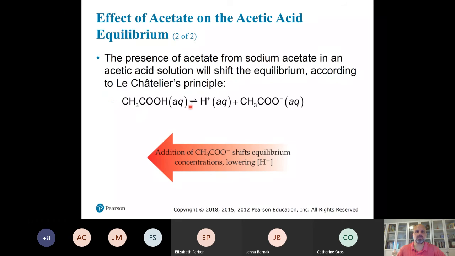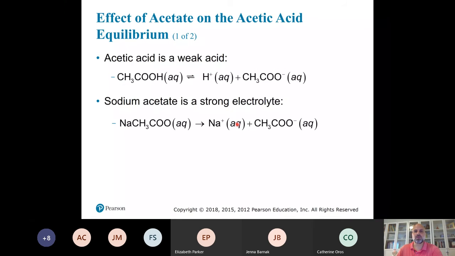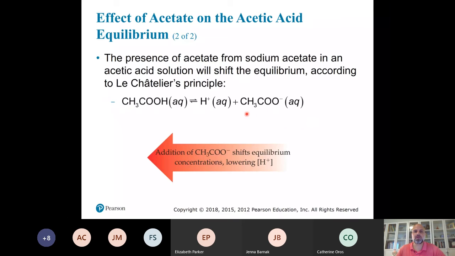So we have our equation. This is the acetic acid equation. And just like we said in the previous slide, when we dissolve sodium acetate in water, we end up with more acetate molecules. So when we add sodium acetate to an acetic acid solution, we're adding molecules to the right-hand side of the equation. So Le Chatelier's principle says we're going to shift the equilibrium to the left-hand side.